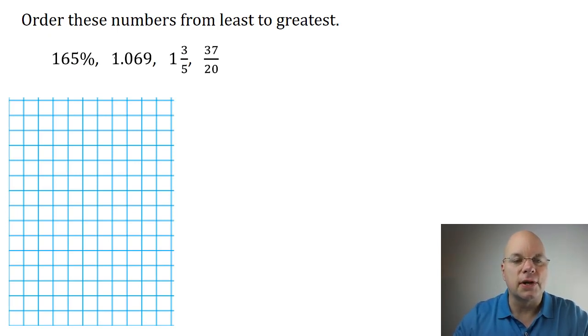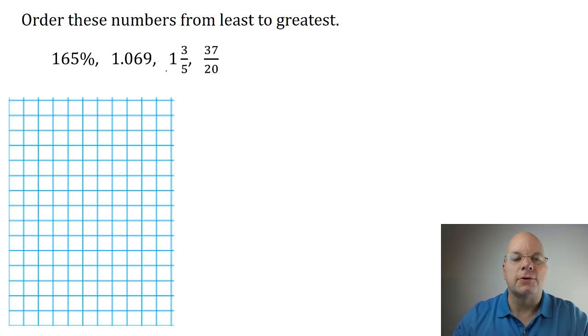As I look at these numbers, they're all greater than one whole. 100% would be 1, so if I have 165%, that's more than 1. Obviously 1 and 69 thousandths is more than 1. 1 and 3/5 is 3/5 more than 1. And 37/20 is an improper fraction, so I know that's also greater than 1.